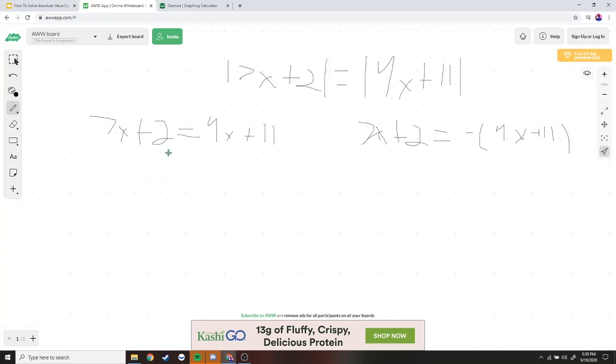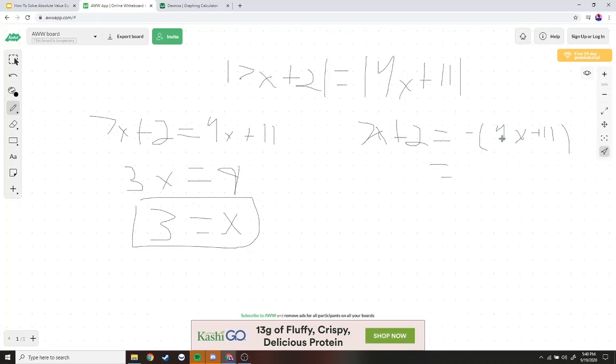So let's solve this equation first. We want to bring this positive 4x on the other side. That means we're going to subtract 4x, leaving us with 3x. And we're bringing this positive 2 on the other side, meaning we're subtracting by 2. And that means that 11 minus 2 is equal to 9. So we get 3x is equal to 9. Well, what times 3 is equal to 9? Well, that's just 3. That means that for one solution, x is equal to 3.